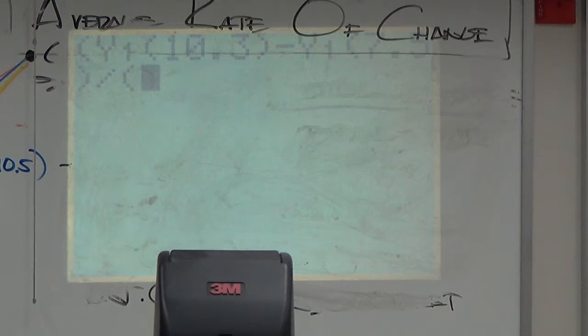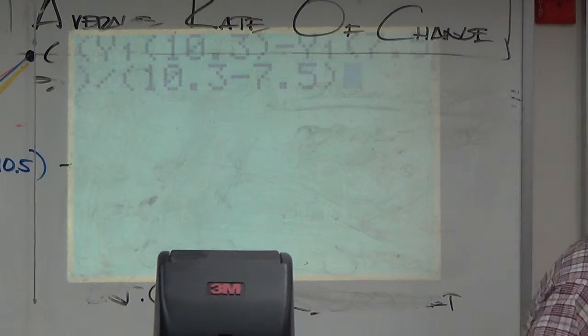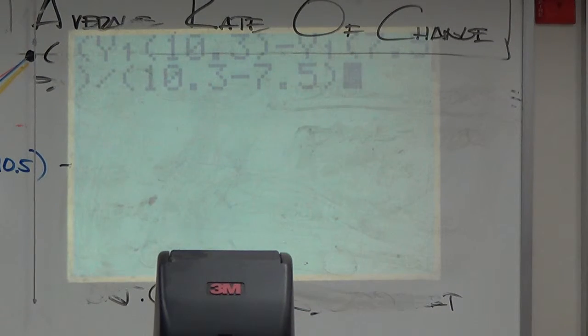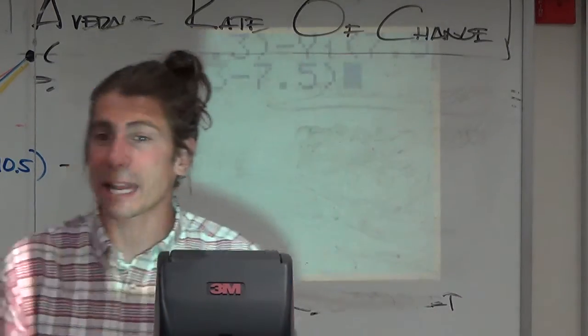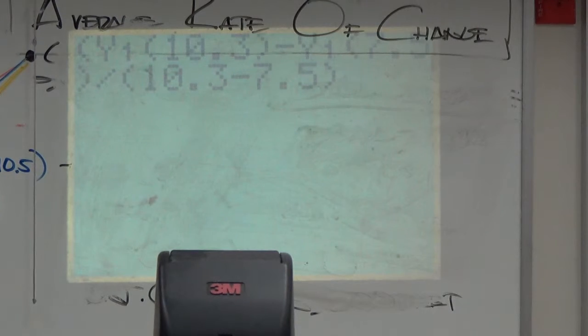What was in the denominator of all these fractions? 10.3, yes. 10.3 minus 7.5. In other words, the top is feet and the bottom is time. Feet over time. That sounds like everything we've been doing. Y2 minus Y1 over X2 minus X1. What you're learning here is how to make the TI do that. The TI can do it just like this.